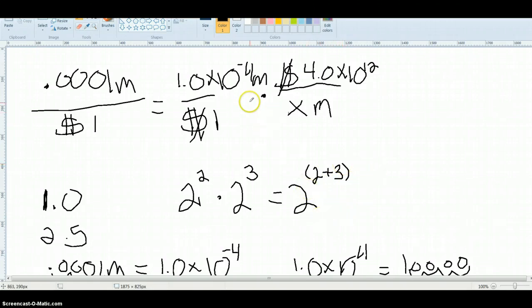So if we add these exponents together, it's going to be negative 4 plus 12, which is 8. And when we're multiplying, we can multiply the numbers in front separately. So 1.0 times 4.0 is going to be 4.0, and then 10 to the negative 4th times 10 to the 12th is going to be 10 to the 12 minus 4, or 10 to the 8th.